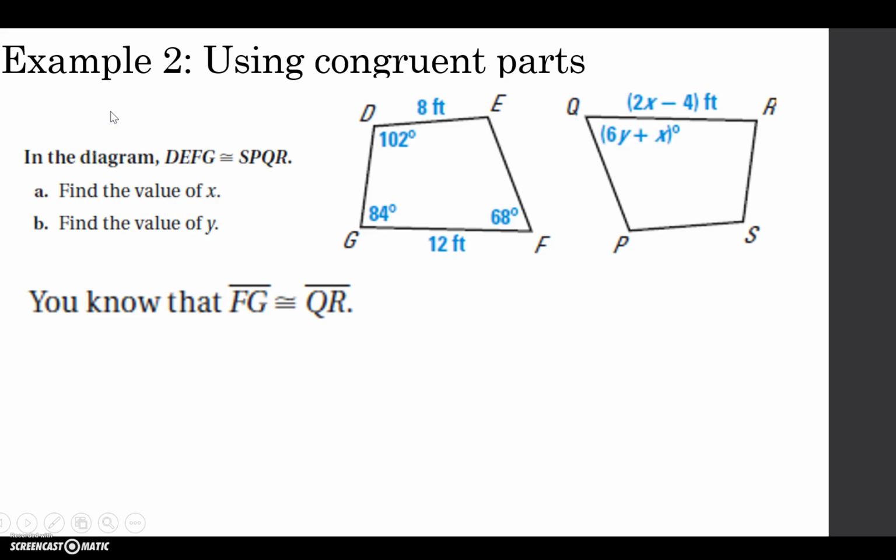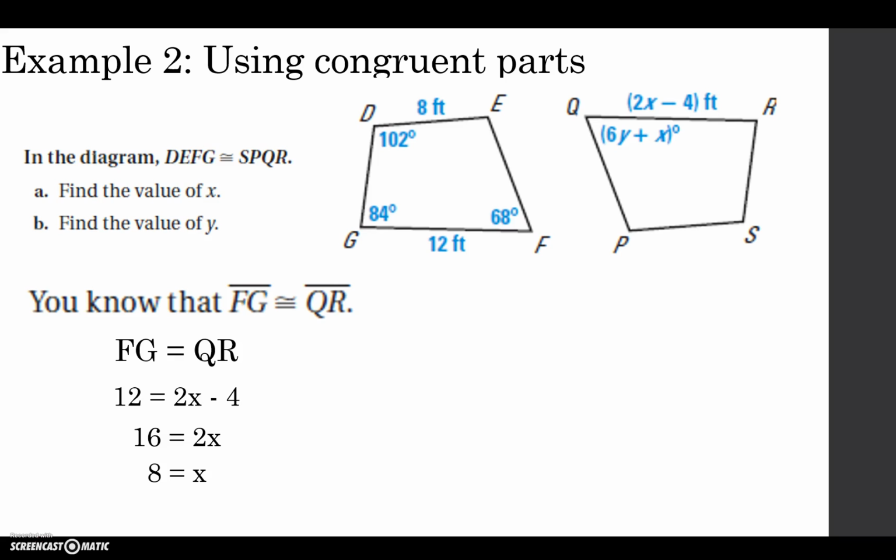Well, now I'm going to go ahead and say, since they're congruent, I know that the two pieces are equal. And then since they're equal, I can substitute them with their expressions. FG is 12, and QR is 2x minus 4. And then from there, it's just using algebra to solve for x. So I'm going to add 4 to both sides, and I'm going to divide by 2.